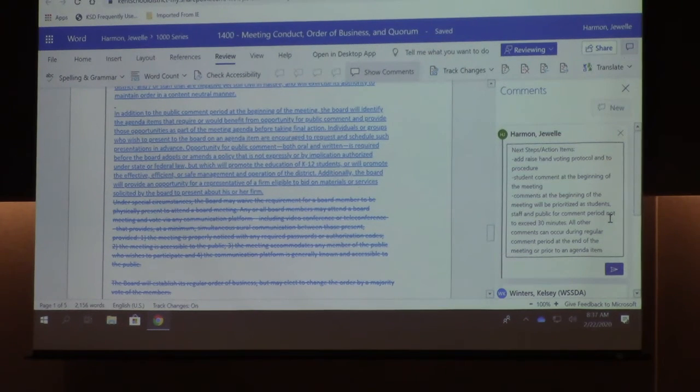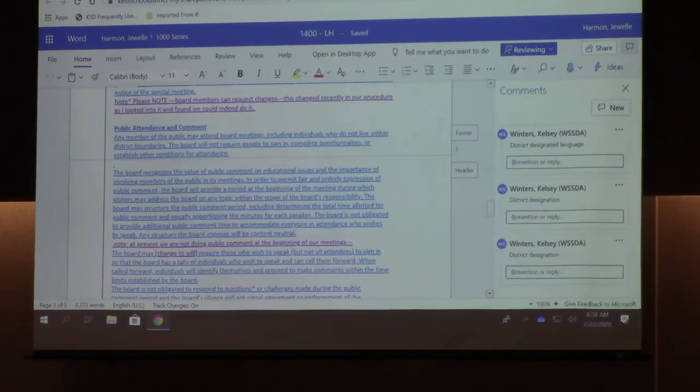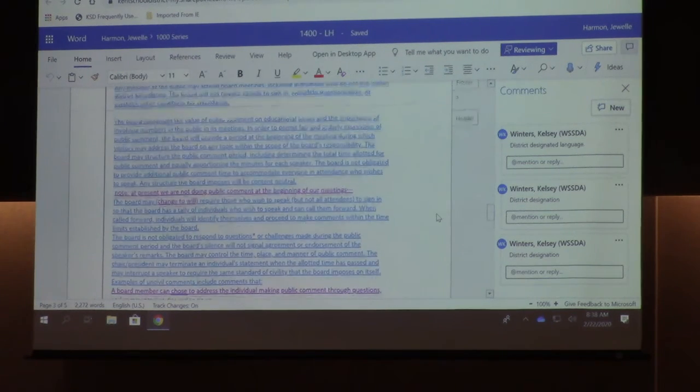All other comments can occur during the regular comment period at the end of the meeting or prior to the agenda item per our regular procedure. That's how it will show up. Does that seem okay? Great. I think Director Hamada, let's see.